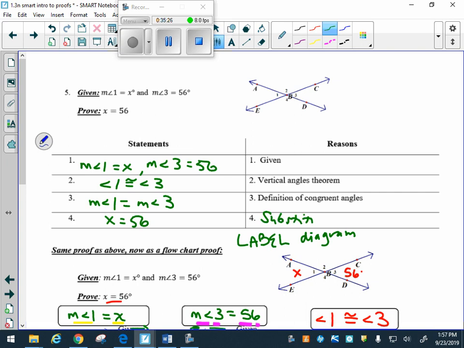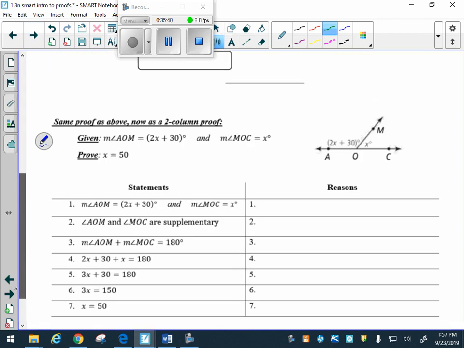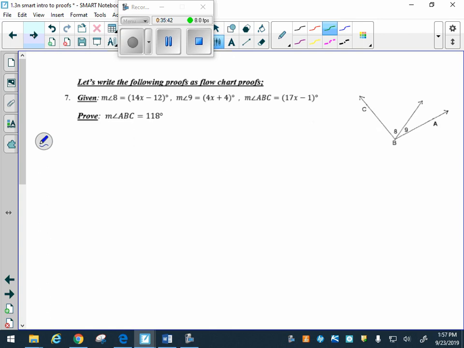Now, this is a very basic proof. You may think two-column looks more palatable. I'm going to skip that. Let's go to number 7 on the next page.